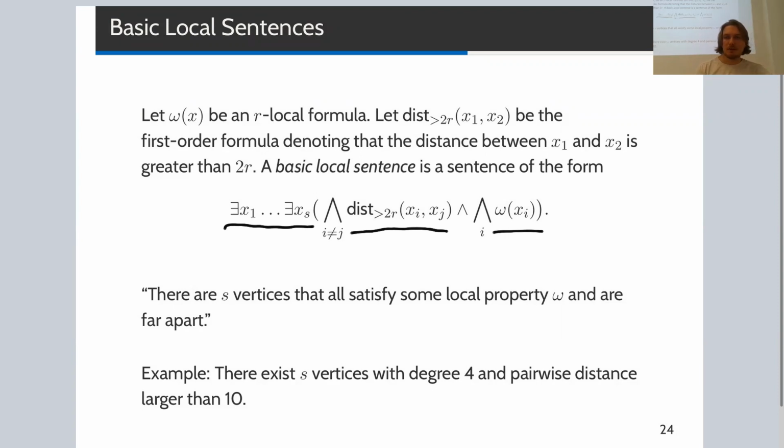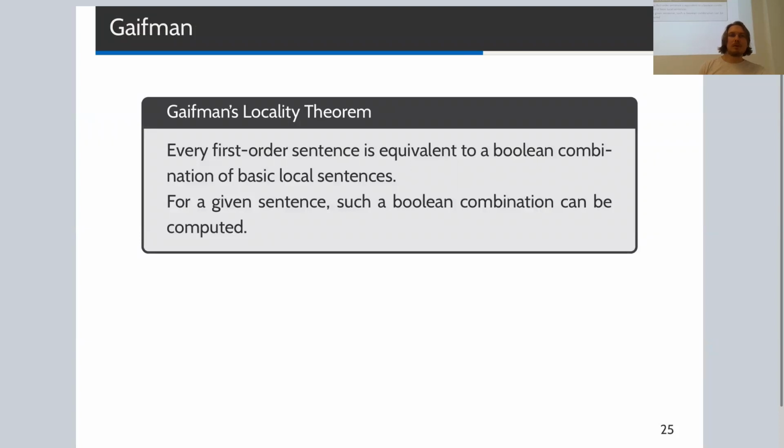And if this definition is clear, we come to our final very important building block in our model checking algorithm, and this is Gaifman's locality theorem. It states that every first order sentence is equivalent to a Boolean combination of basic local sentences. And to make it algorithmically usable, you can even show that if you're given the first order sentence, you can also compute this Boolean combination of basic local sentences. And what do I mean by Boolean combination? You can say this sentence needs to hold, and that sentence should not hold. And if sentence X holds, then also sentence Y should hold. So any Boolean combination of such sentences.